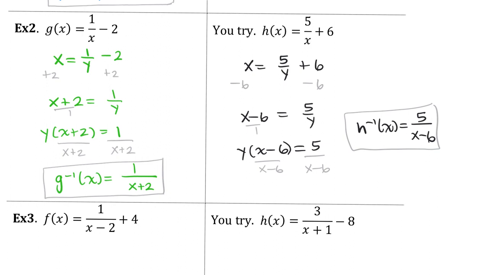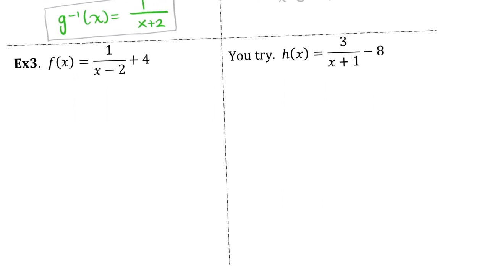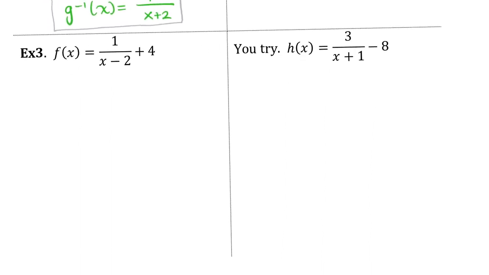Okay, the last example is the challenge one because it's got 2 things going on. It's shifted right and up. But the first step is always the same. I'm going to change the y to x and the x to y. So x equals 1 over y minus 2 and then plus 4. I want to get the y by itself. That plus 4 is just kind of out there, so let's move that over first.